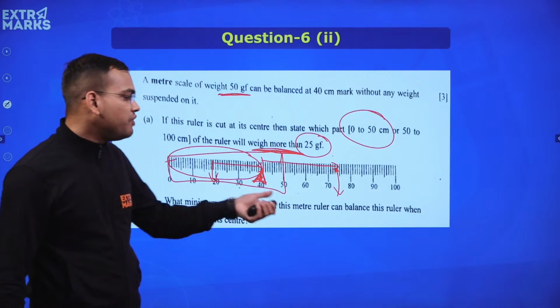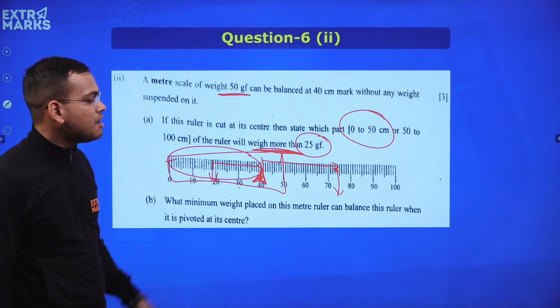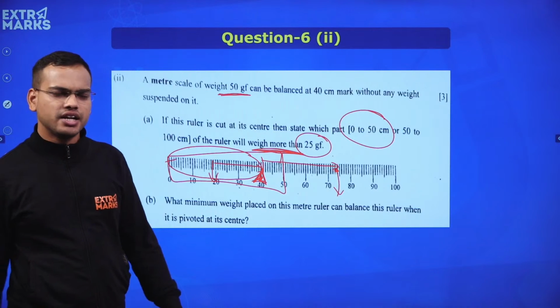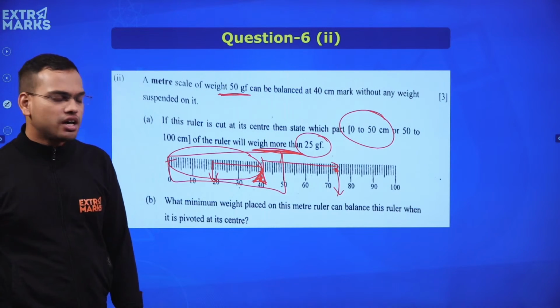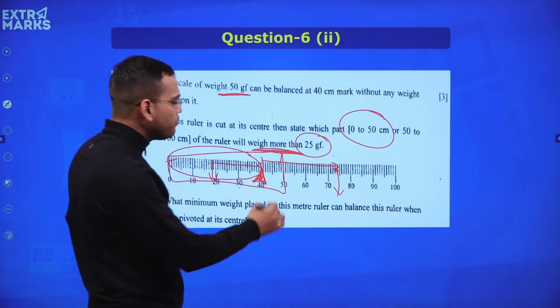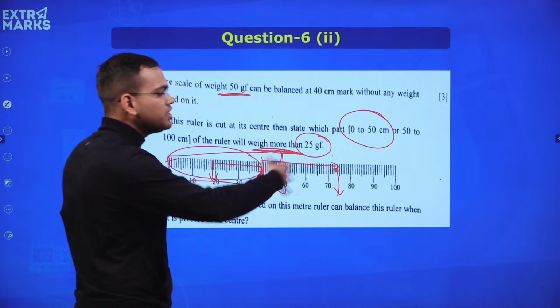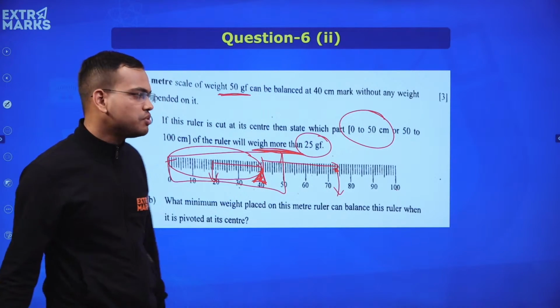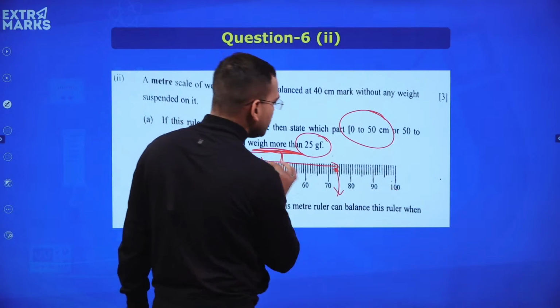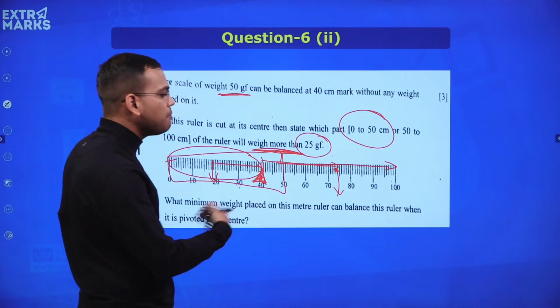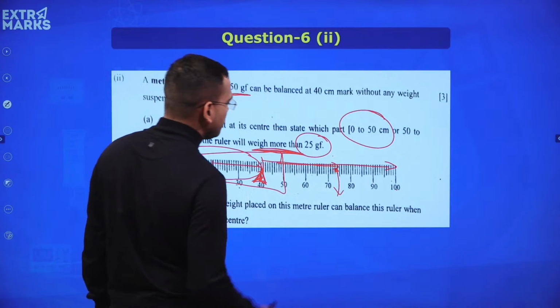Now what minimum weight on this meter rule can balance this ruler when it is pivoted at its center? This question we can do by assuming that from 40 to 100, whatever the mass of this part is, it is uniformly distributed. So from 40 to 100, the mass is uniformly distributed.